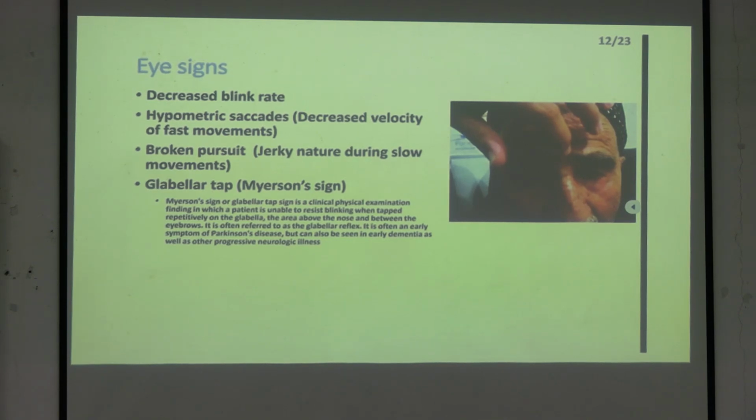So if you tap the patient's forehead from the back, the patient will go on blinking, he cannot stop it. But if you do it to any of your friends, they will stop after 3, 4 blinks. Here the Parkinson's patient cannot stop. This is an important sign called Meyersson sign.